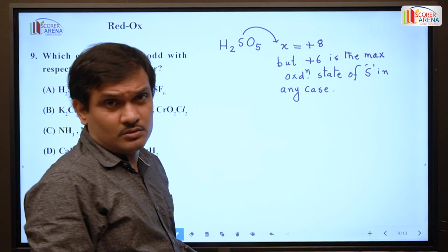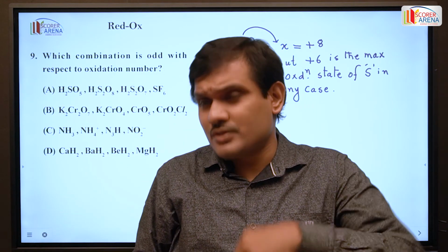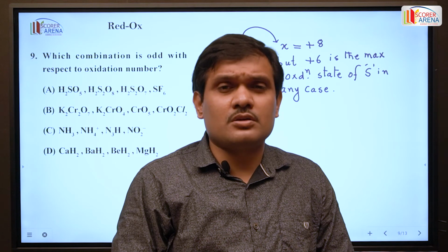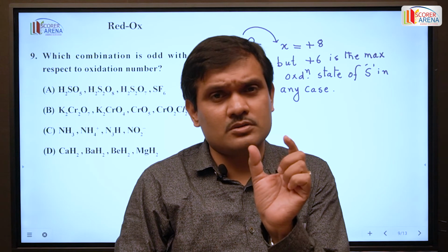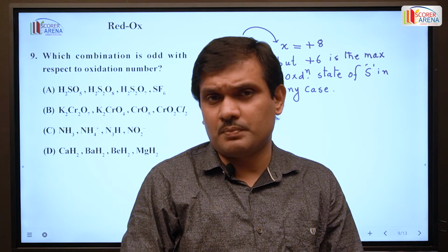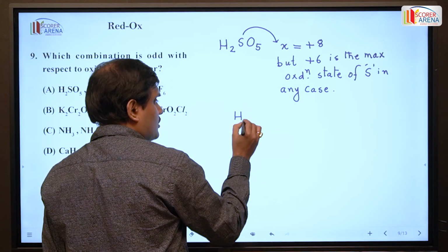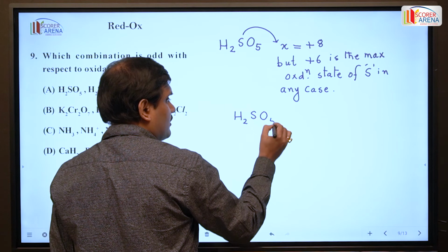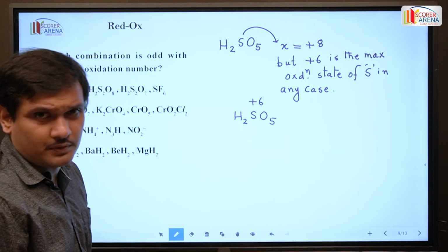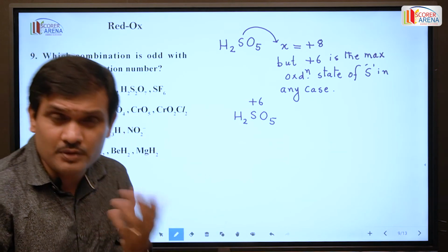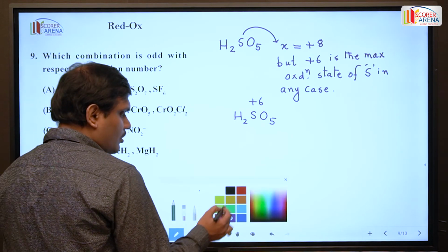Okay, so in the previous problem I already discussed that when it exceeds the maximum oxidation state, always take that maximum oxidation state as its actual oxidation state in that compound. So here in H2SO5, the oxidation number of sulfur will be +6, since it exceeds the highest oxidation state of sulfur. Now you may ask me how it becomes +6. So simple, very simple. You have to draw its structure.